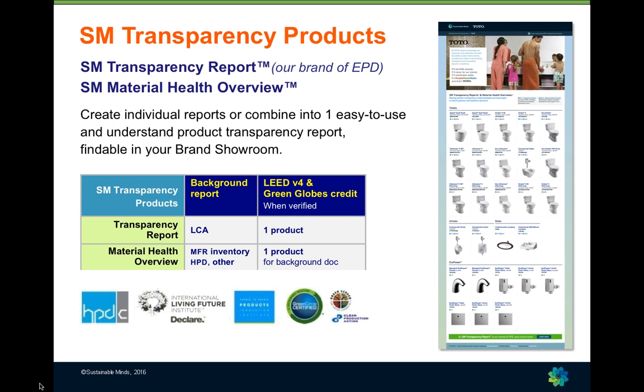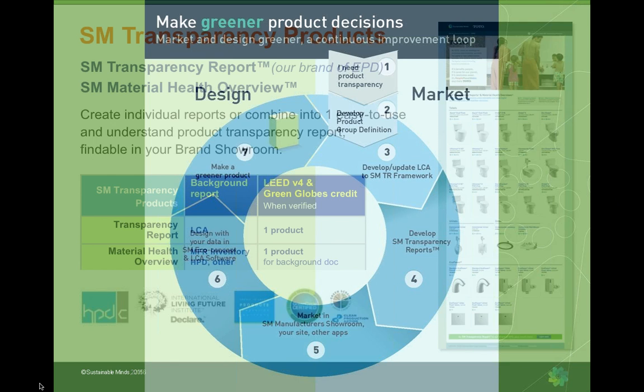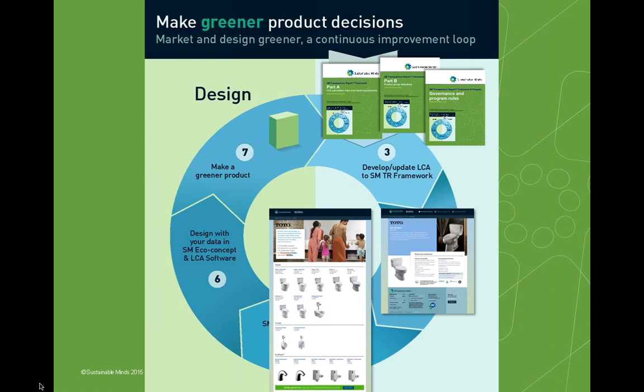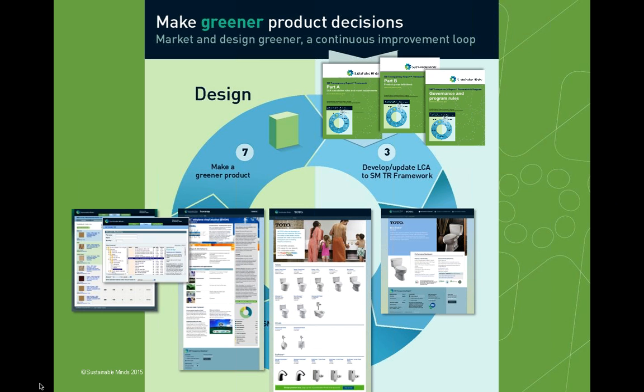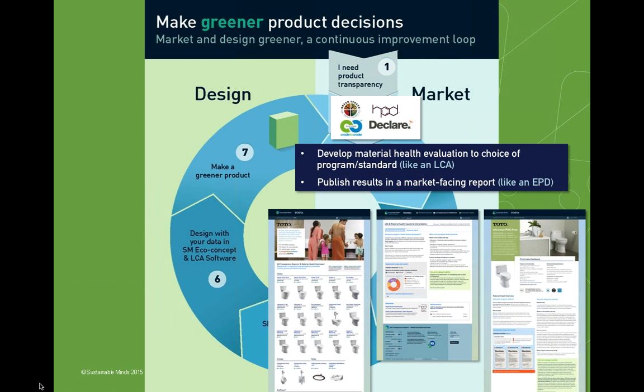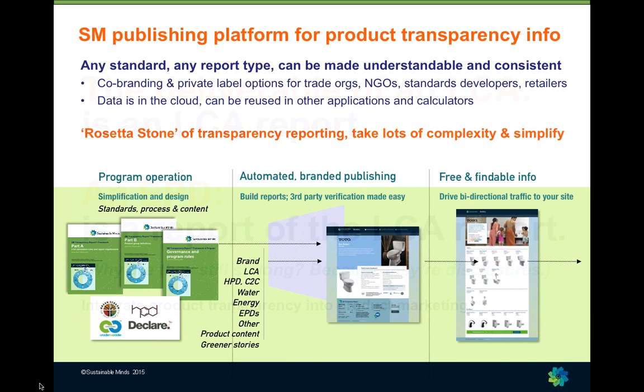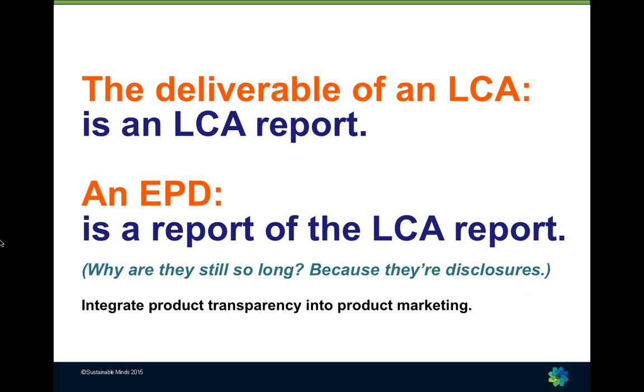So to summarize, we have two transparency products. Both can live in the manufacturer's showroom. And what we're striving for is to help manufacturers design and market greener products through this continuous improvement loop. And really what we are is a publishing platform for product transparency information. And a few weeks ago, a colleague of ours said, really what you're doing is you're like the Rosetta Stone of transparency reporting, where we take a lot of complexity and simplify it.